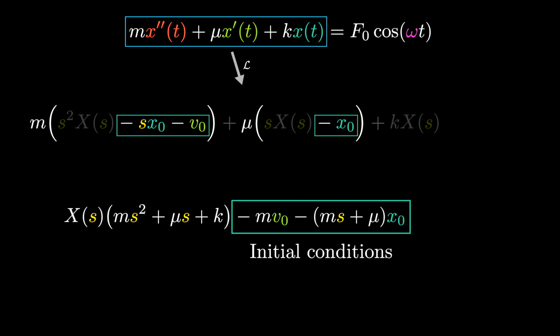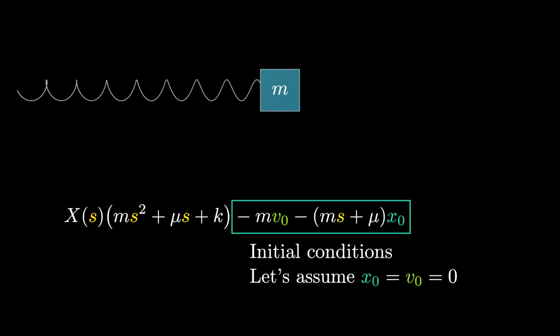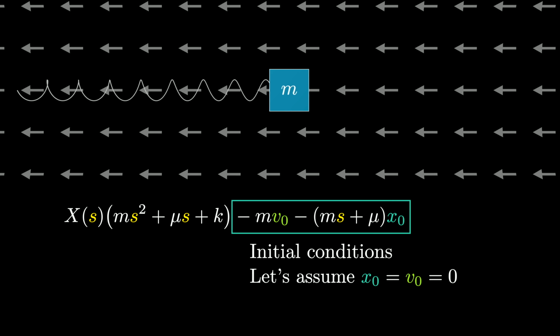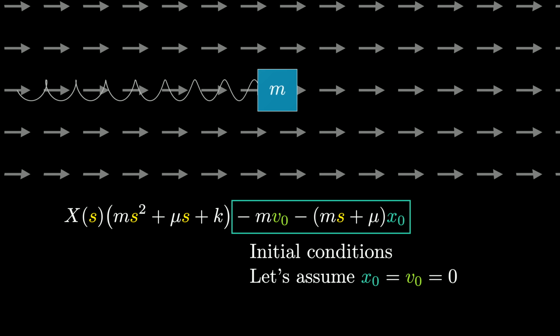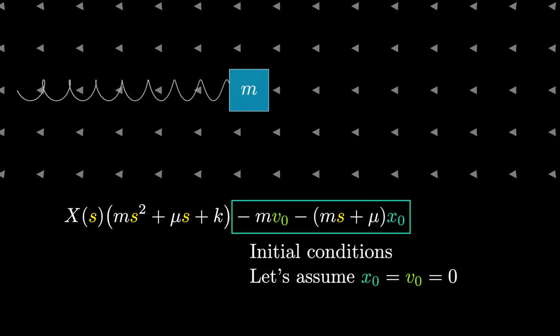Nevertheless, for the sake of a clean initial example, let's assume that both the initial position and the initial velocity are 0. So our spring on a mass starts off completely stationary. Keep in mind, for a more general solution, you might want to keep these constants around.